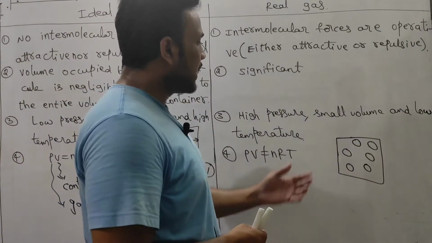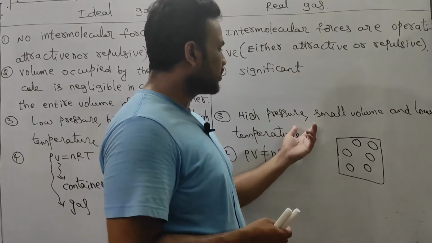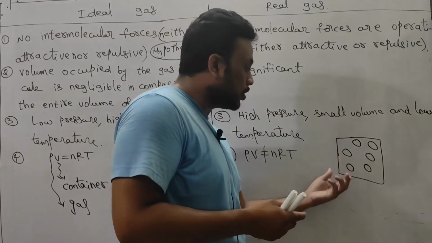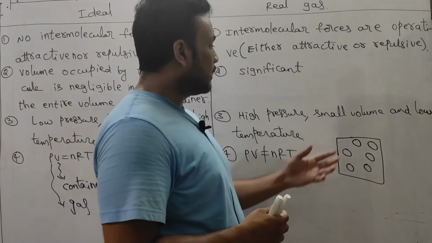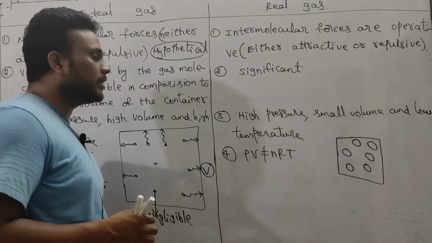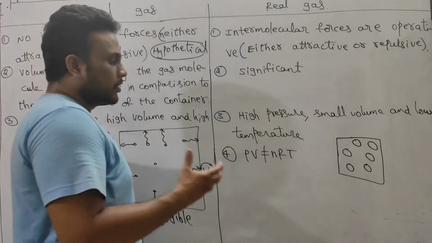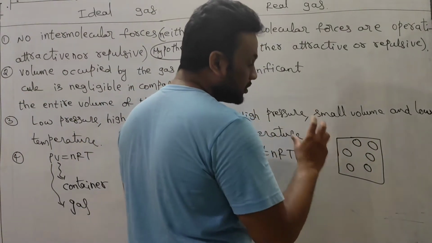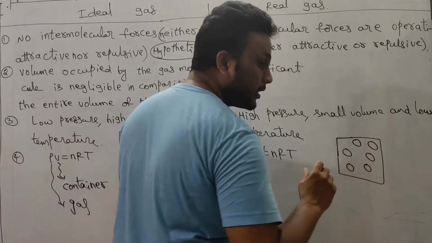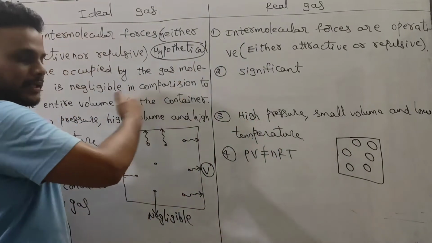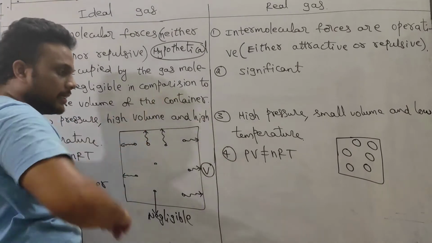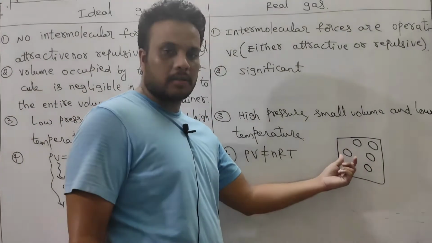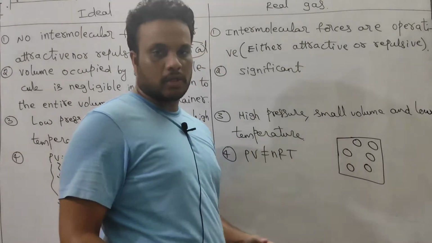Now high pressure, small volume, and low temperature. Obviously high pressure means small volume, or if you take gas in a small volume, obviously pressure will be high. In a small volume, gases have restricted movement. Here gases have free movement and can move throughout the container, the total volume. But here it is not like that. Gases are restricted to move in a particular volume.